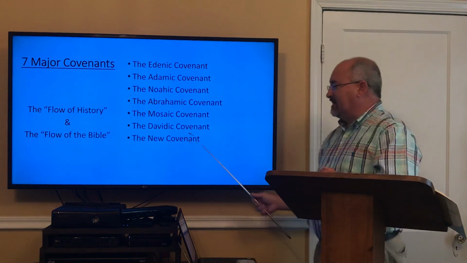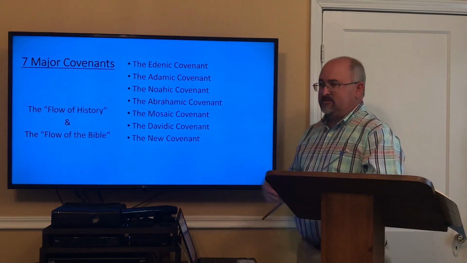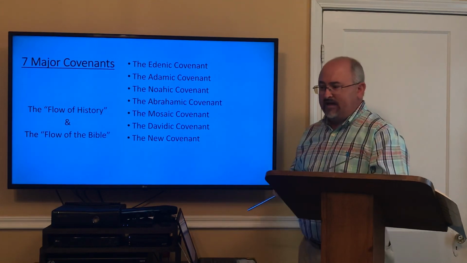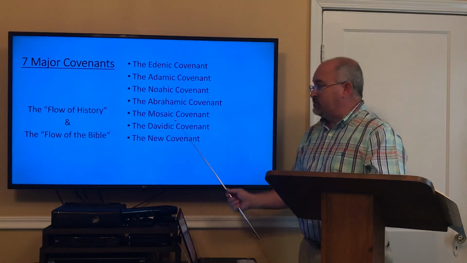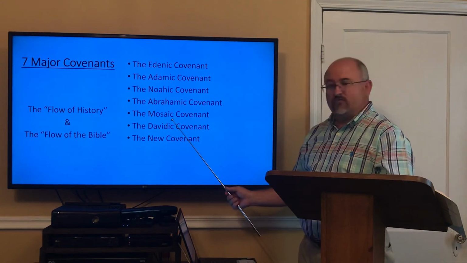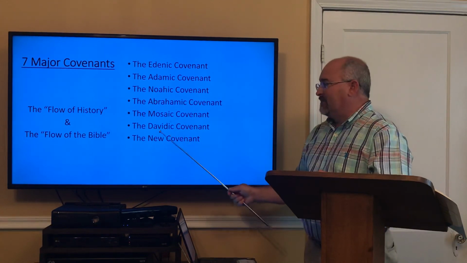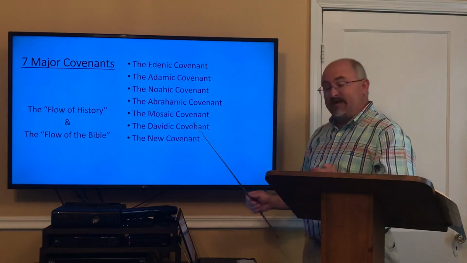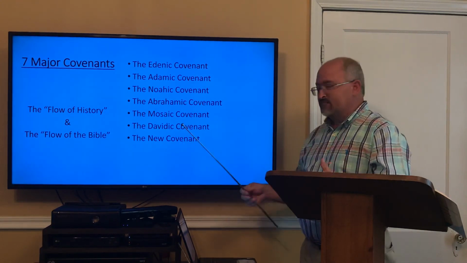Then the Davidic covenant, David desired to build God a house. They were in the promised land. They had subdued a lot of their enemies. Moses had built a tabernacle, which was a tent for God to reside in. That was their church, if you will, a tent. David lived in a house made of cedar, and he wanted God to have a house made of cedar.